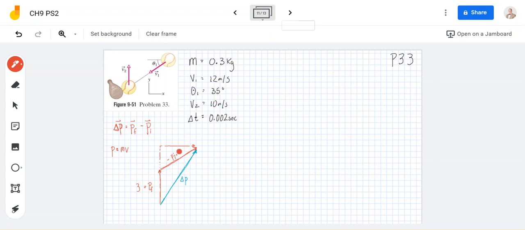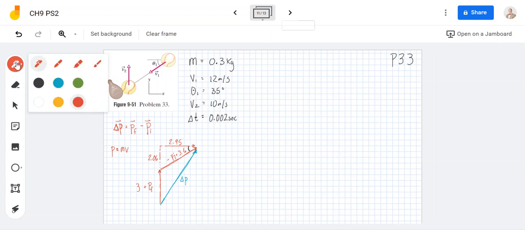This was 12 times 0.3, which was 3.6. I know the angle here is 35 degrees. So I'm going to use some trigonometry to make these happen. Hypotenuse is 3.6, angle is 35. So this one here is 2.06. And this one is 2.95.